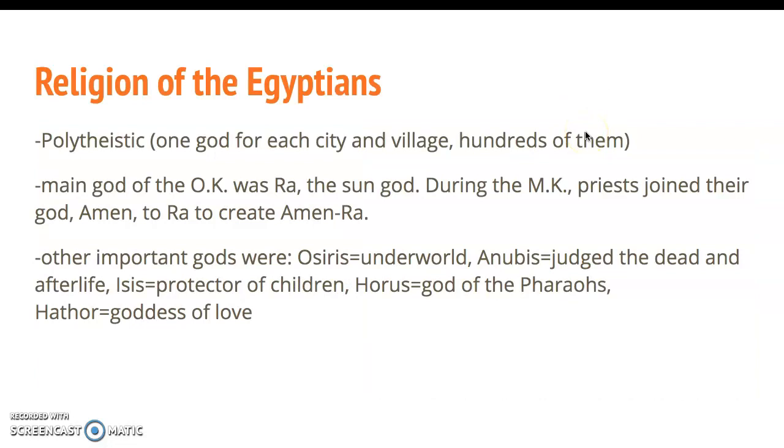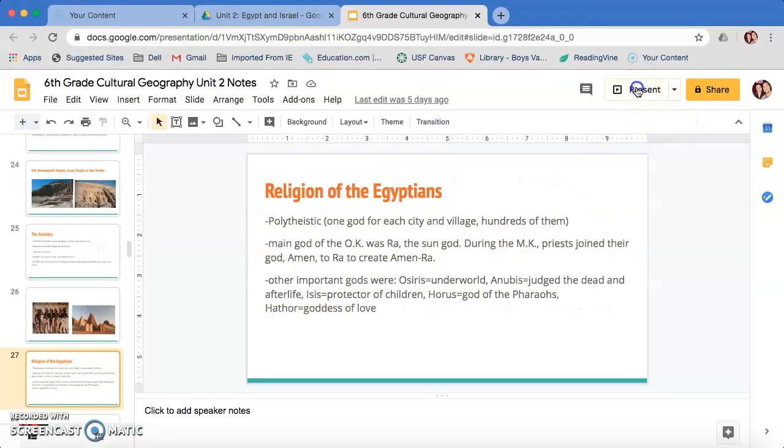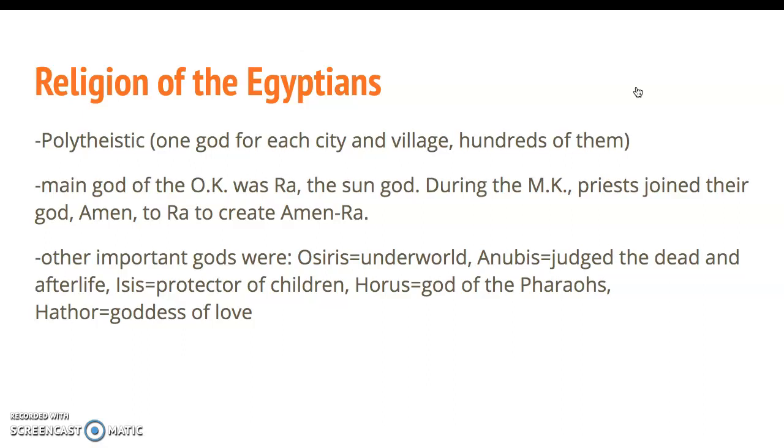The religion of the Egyptians is one of the more fascinating things that we get to talk about, and we've got 4 minutes to do it. Here we go. Polytheistic. Obviously, polytheistic means many gods. One god for each city and each village. You have hundreds of those, so you're going to have hundreds of gods. Their main god of the Old Kingdom time period was Ra, the sun god. During the Middle Kingdom, the priests are going to join their main god, Amen, to Ra, to make the great Amen-Ra, who is going to take over the mantle of being the most important.